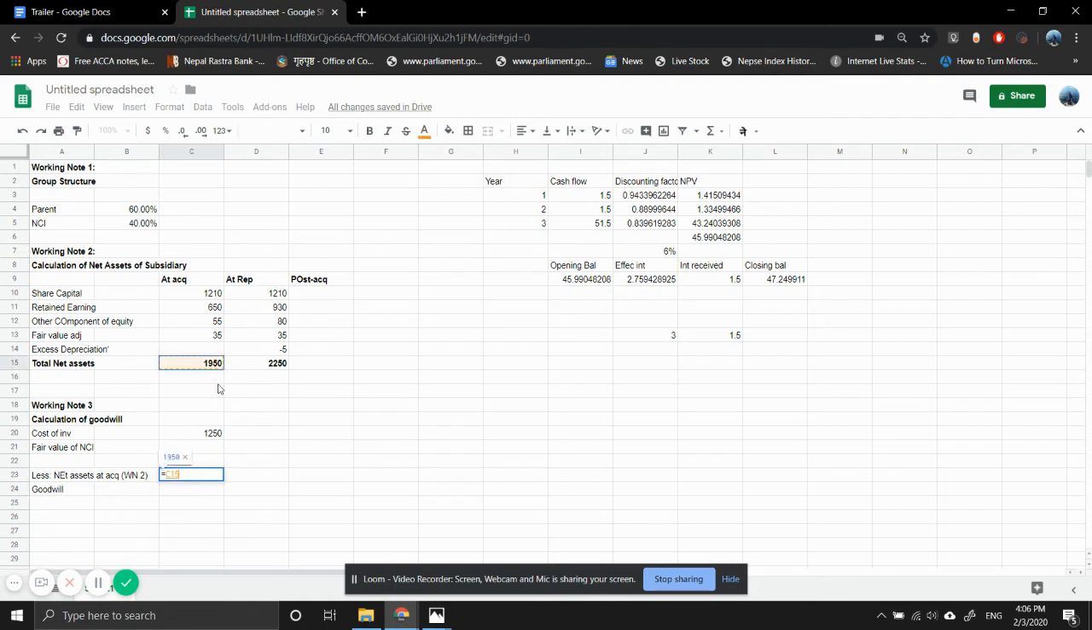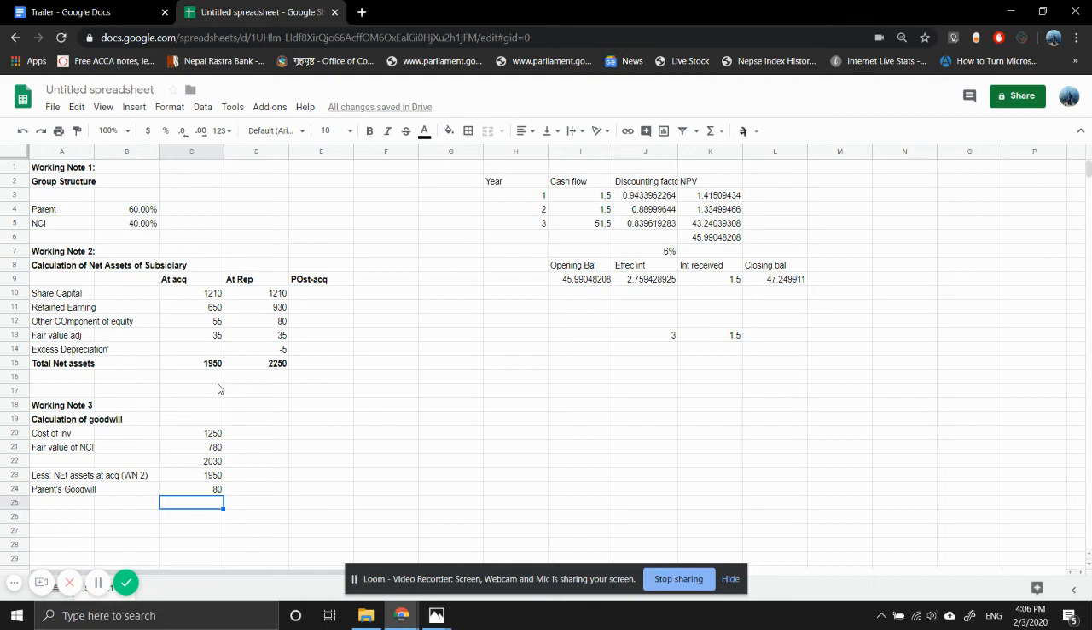Our net assets is this figure. Goodwill is only for parent. Okay, this is only for parents. Parents goodwill. And then this figure is this into 40%. Okay, that's what the question says. So our goodwill will be this minus this 80, right?